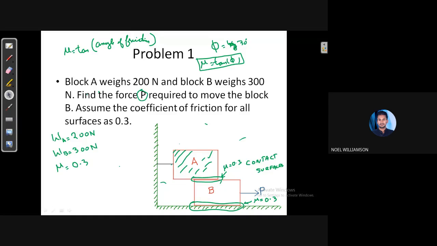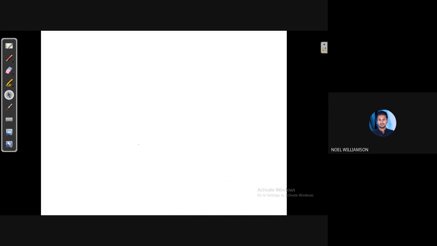Starting from the free end, we will first consider the free body diagram of A, and using that we will find some unknown values of the forces. Then using those forces, we will consider the free body diagram of B in the next step. Then from there, we will get the value of P. So we will see the free body diagrams one by one. First of all, the free body diagram of A.